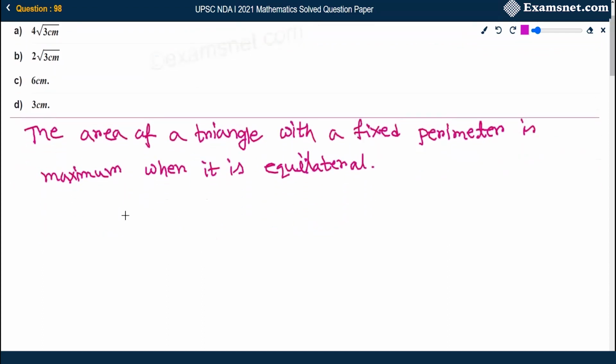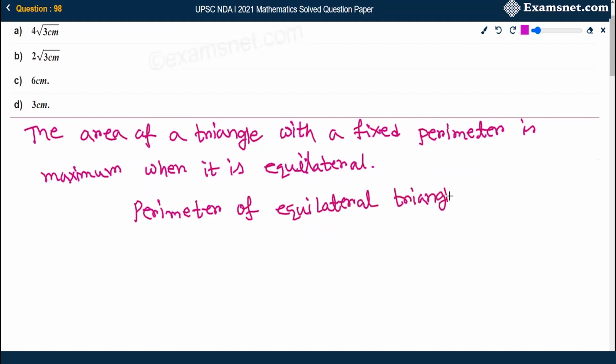Since the perimeter is 24 centimeter, the perimeter of an equilateral triangle is 3a. The formula is 3a. So therefore 3a equals 24 centimeter. Here the length of the side is 8 centimeter.